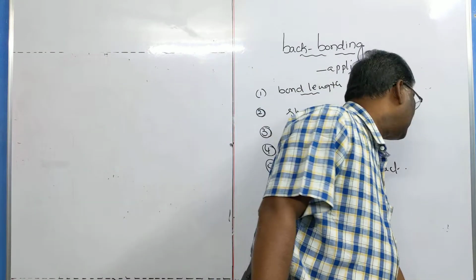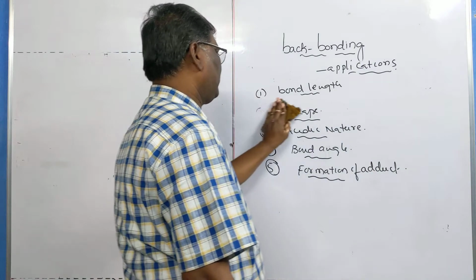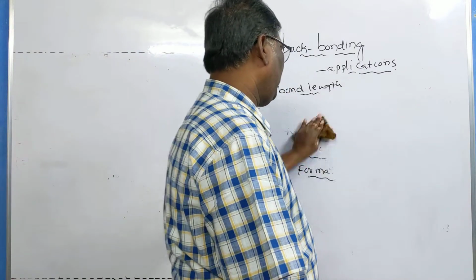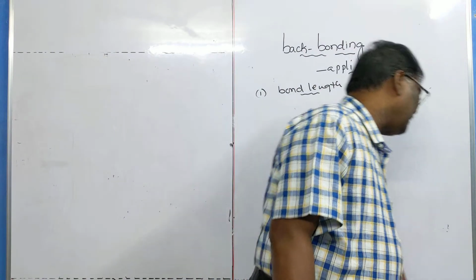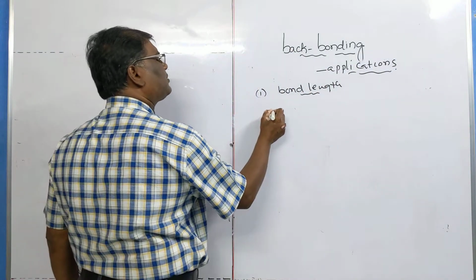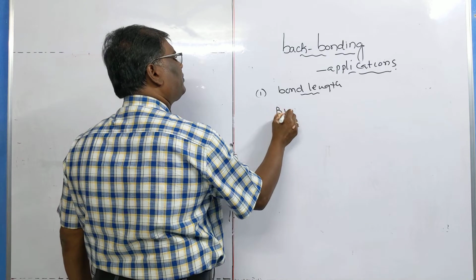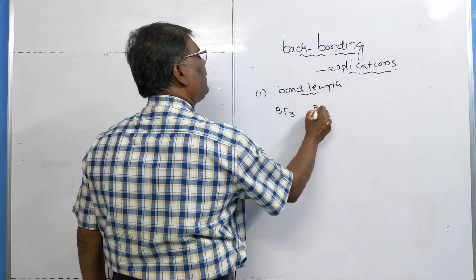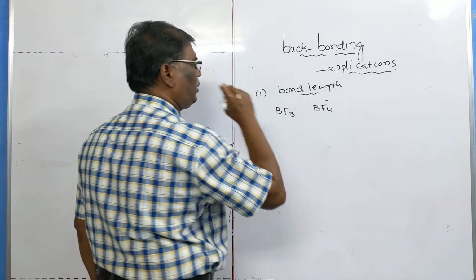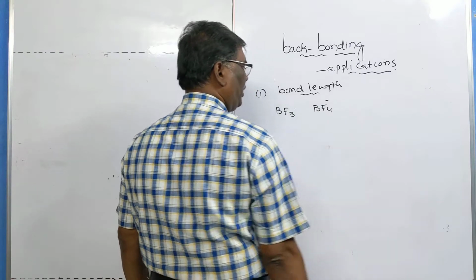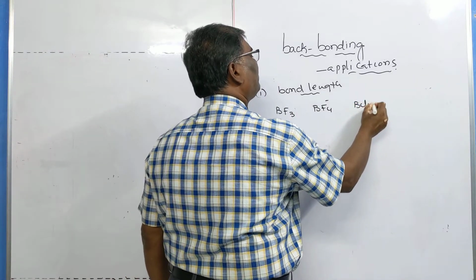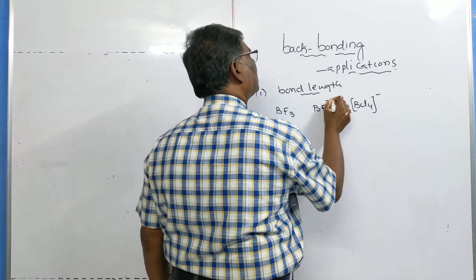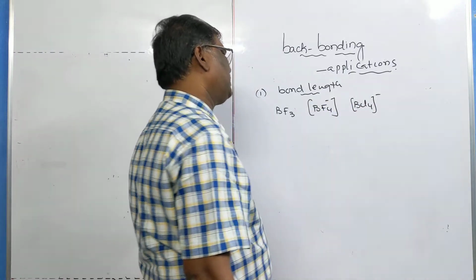The first one is bond length. Bond length is influenced by back bonding. Let us take the BF3 molecule, BF4 minus molecule, and BCl4 minus species.